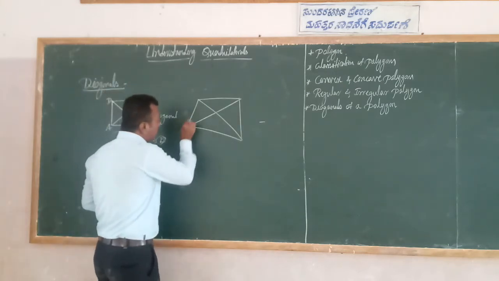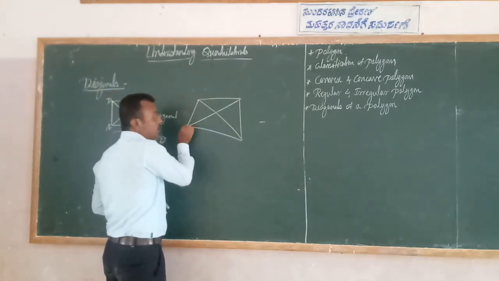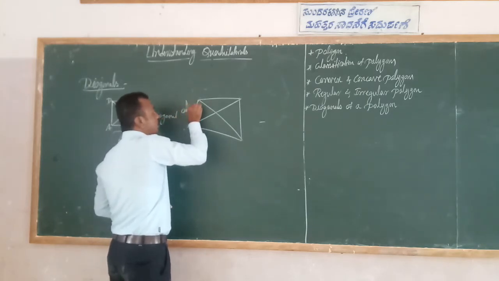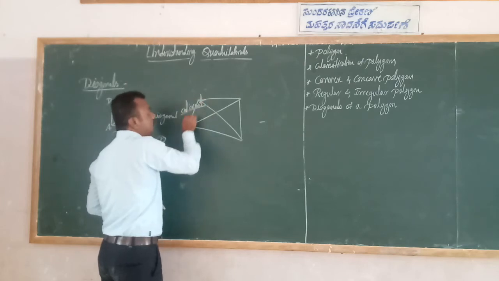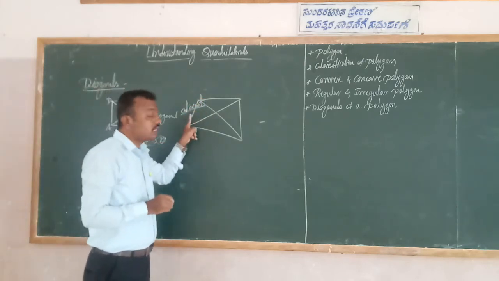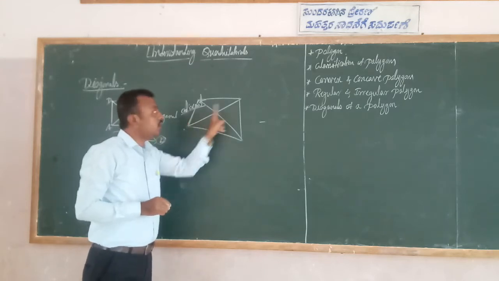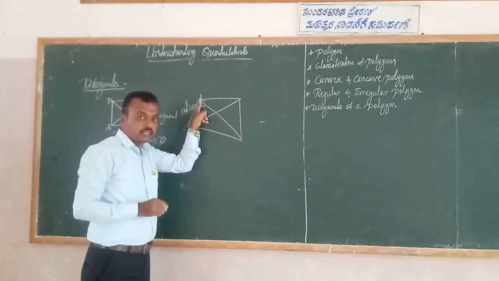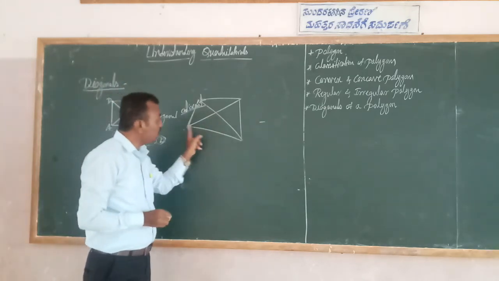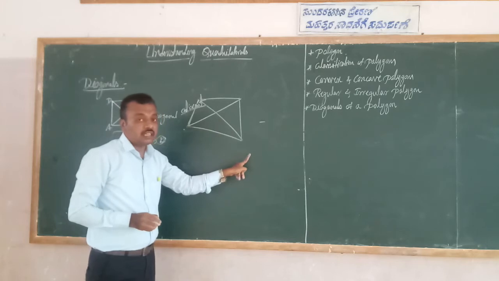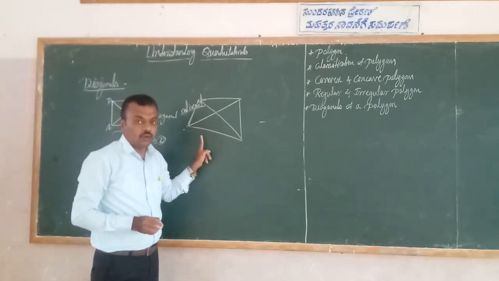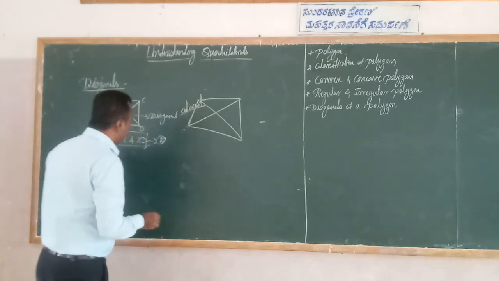See, this one and this one are not opposite vertices. What type of vertices? These are adjacent vertices, but it is not a diagonal. What is that? It is a side of the quadrilateral. If you join the opposite vertices, that line segment we call a diagonal. If you join the adjacent vertices of the quadrilateral, that line segment we call a side of the quadrilateral. Understood?